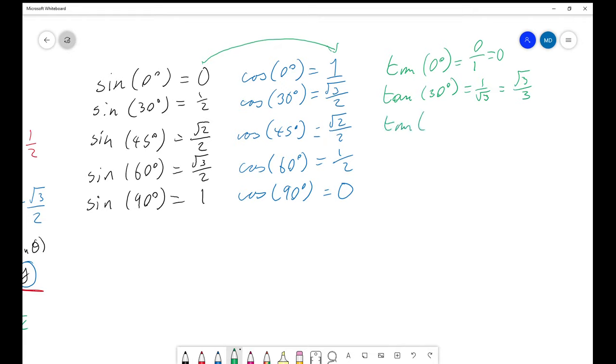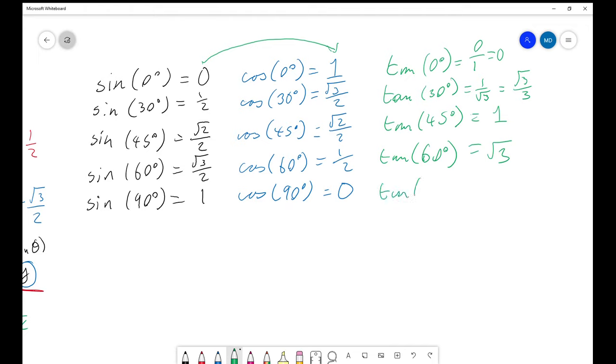Tan of 45 degrees, well, it's going to be √2 over 2 divided by √2 over 2. So it's something divided by itself, so in fact it just works out as 1. Tan of 60 degrees is equal to, in this case it's the same as the one before, but flipped around, so it actually ends up as just √3. Tan of 60 degrees is √3.